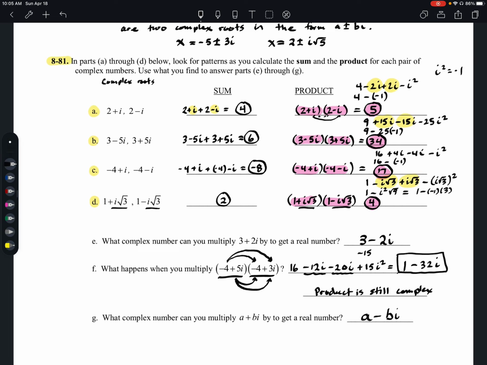Okay, and what we call that, and you may have heard of this before, is the conjugate. So we'd say a minus bi is the conjugate of a plus bi. So when we multiply those together, it makes them a difference of squares. So a plus bi times a minus bi is a difference of squares.